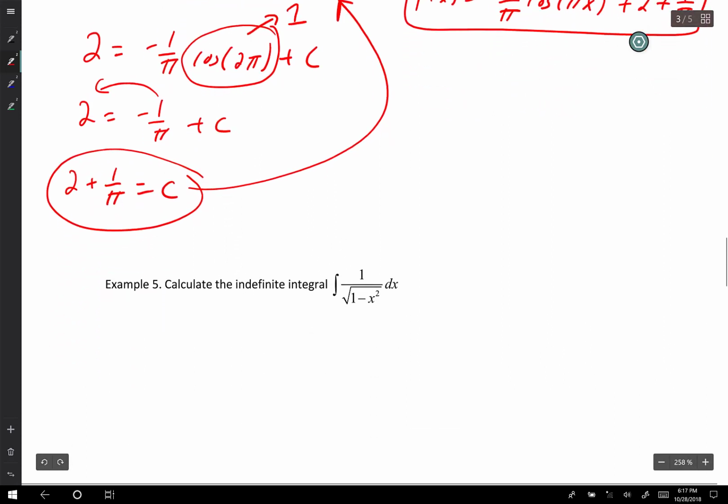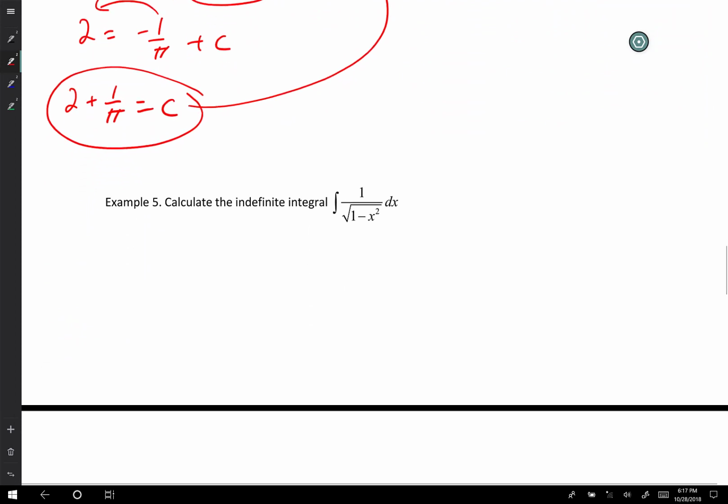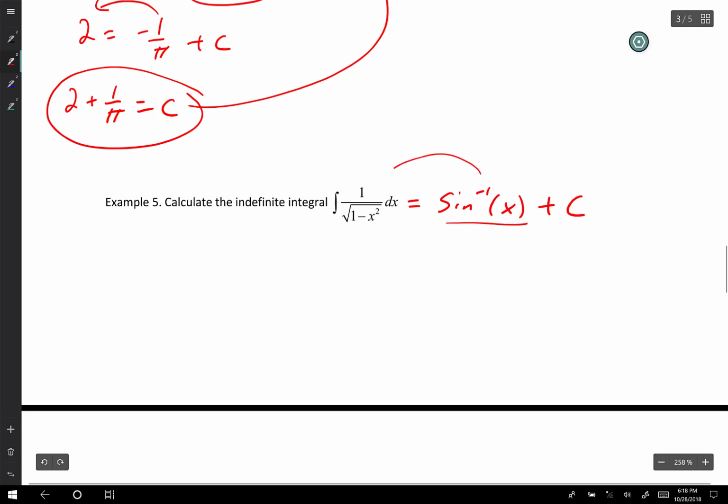All right, example 5. You just pretty much got to recognize it, guys. This one's straightforward. That one was one of your inverse trig functions. That's arc sine. So arc sine of x, and then you put plus c. If you take the derivative of that, you get this. So nothing crazy. I hope you get it.